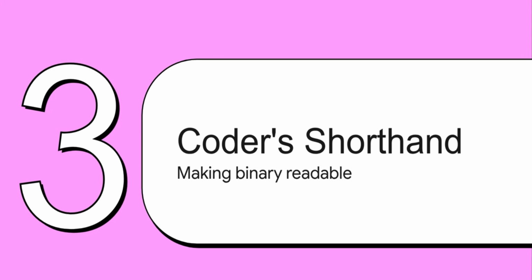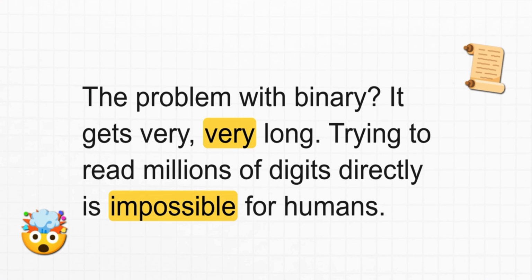All right, so we've cracked binary, but there's a practical problem. For a computer, a massive long string of 1s and 0s is no big deal. But for a human programmer who's trying to find one tiny mistake in that string, it is an absolute nightmare. We needed a better way. And I mean really long. A single photo from your phone can be represented by millions, maybe even billions of these 1s and 0s. Trying to read that directly is impossible.